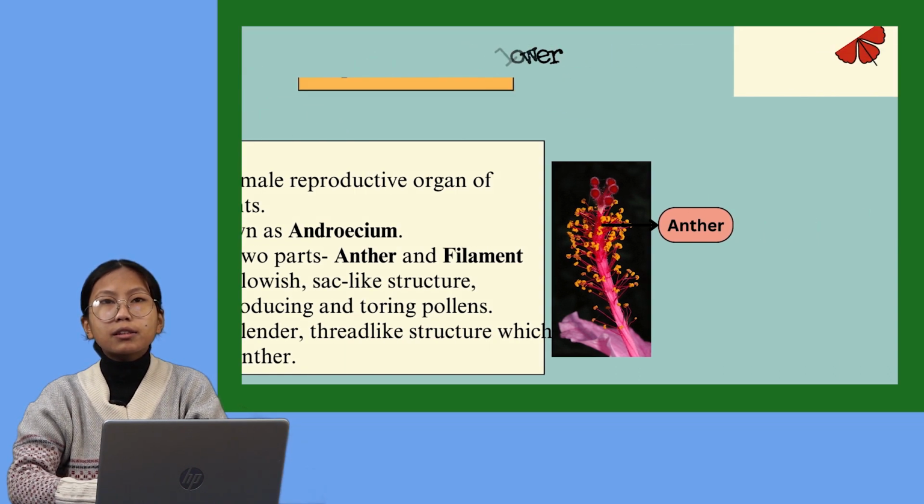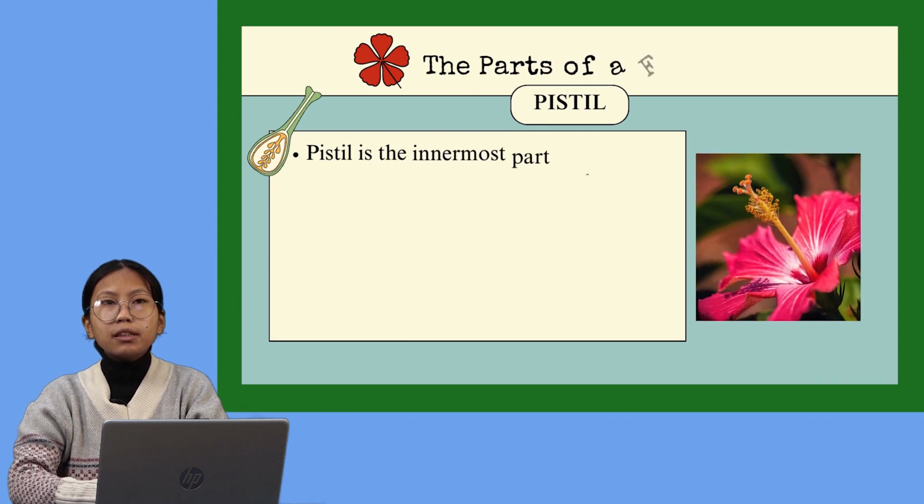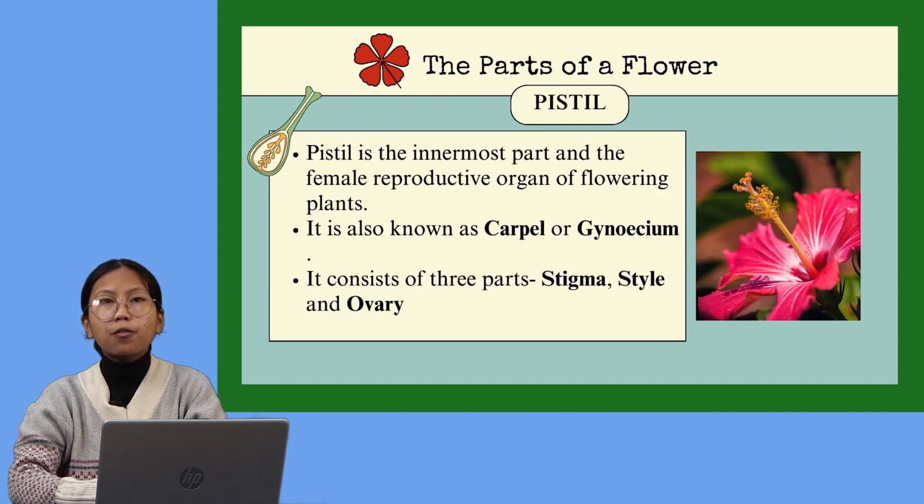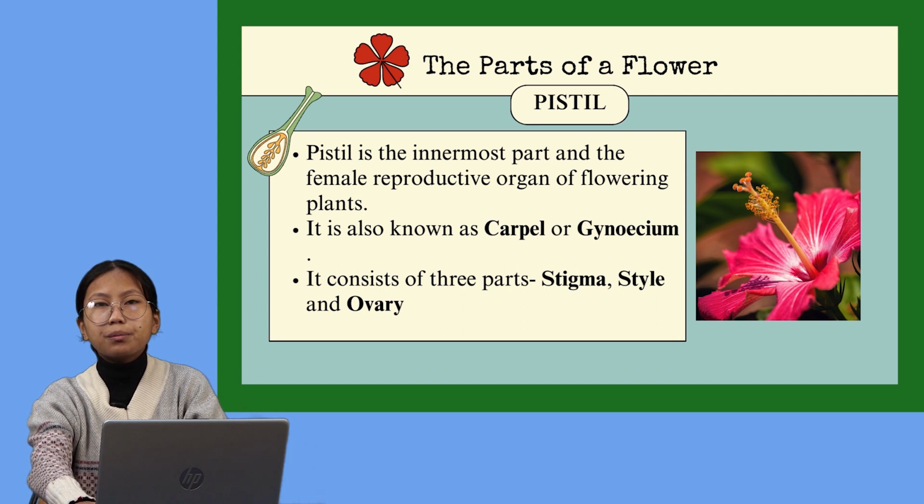Next and the last one is pistil. Pistil is the innermost part and the female reproductive organ of flowering plants. It is also known as carpel or gynoecium. It consists of three parts, namely stigma, style, and ovary.